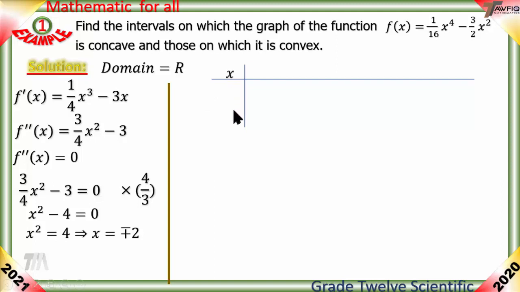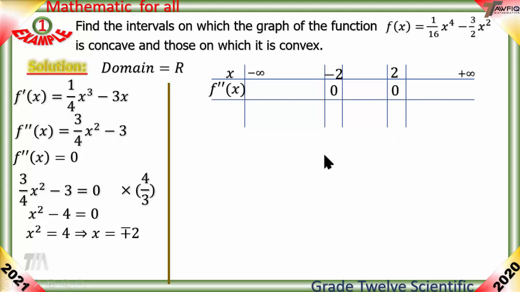Draw the number line. Our domain is from minus infinity to positive infinity, and we have 2 points, minus 2 and 2, and the value of the second derivative at minus 2 is 0, at 2 is 0. And now we must take, from minus infinity to minus 2, a number. Let us take minus 3.